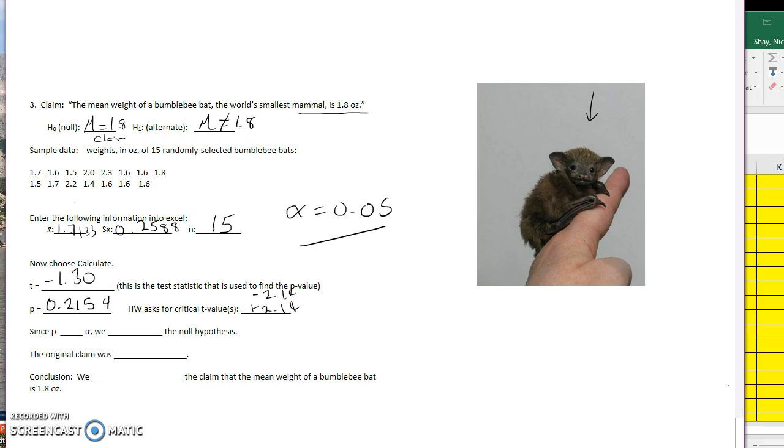All right, and then this time compare our p to our significance level, and we can clearly see that p is greater than alpha. That means we fail to reject the null hypothesis. Our original claim is H0. So again, since our claim was that it was 1.8, we are also going to say we fail to reject the claim that the mean weight of bumblebee bats is 1.8. Again, it could be 1.8, but we're not really sure what it is.